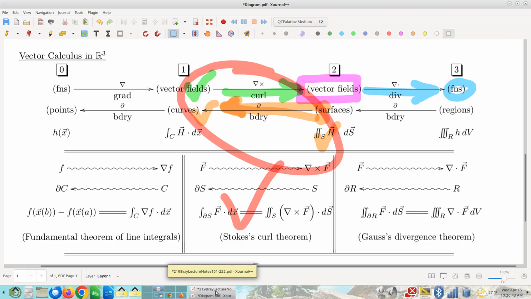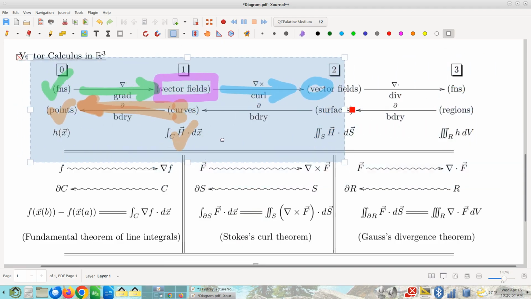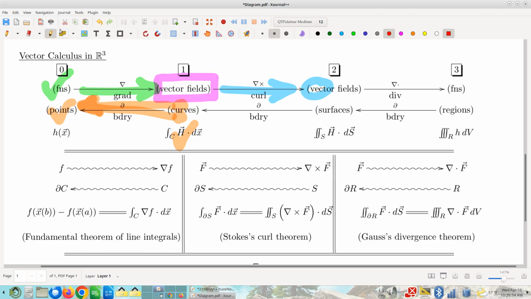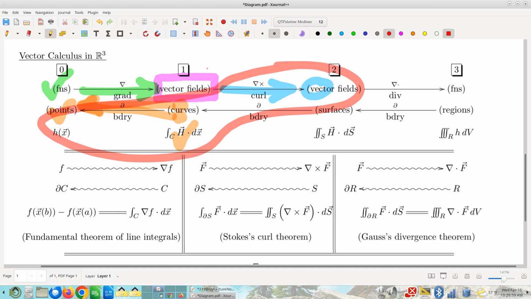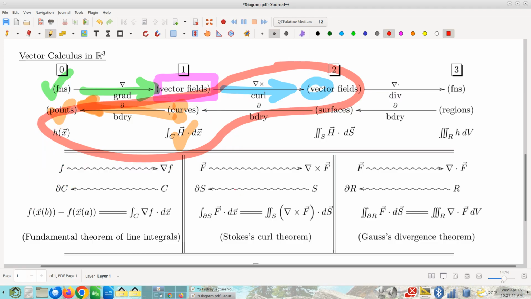Okay, now likewise, how did we make the connection between curl being 0 and being path independent? And we did that fairly recently, actually. Stokes' curl theorem ended up being the tool. And so with that in mind, again, we speculate.